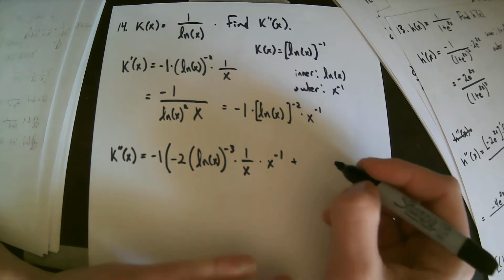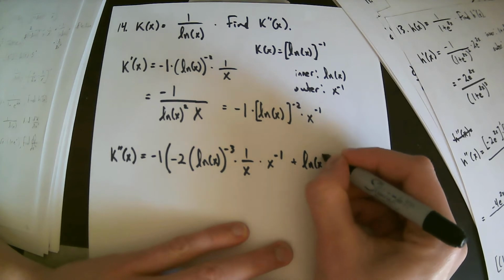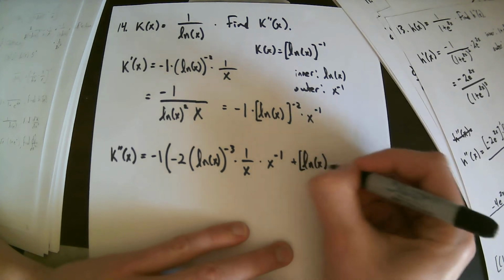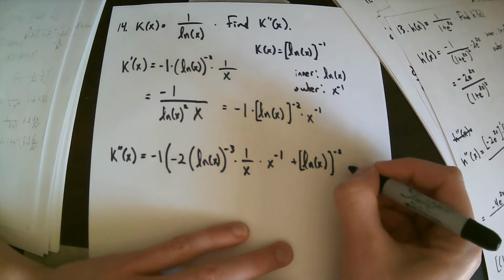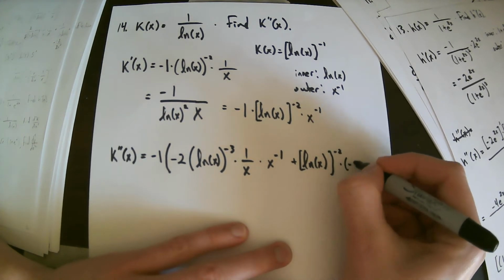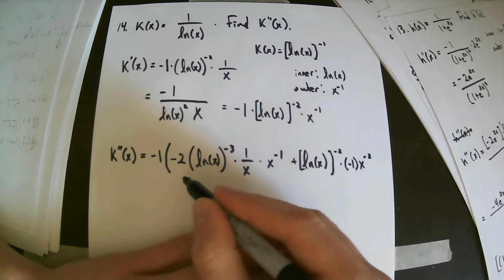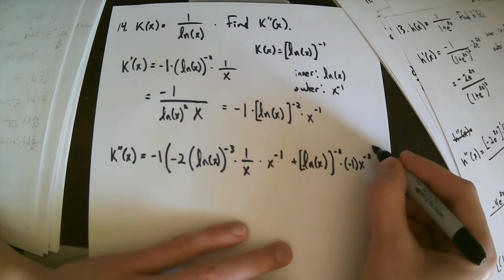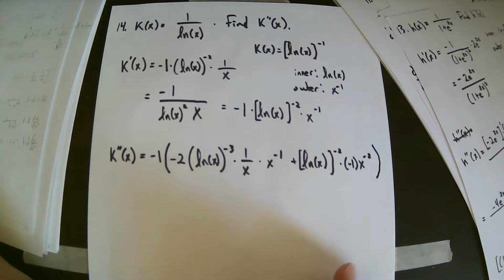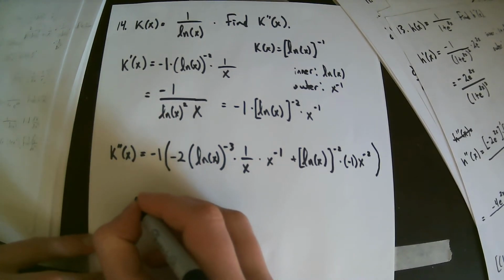Then plus, now I hold this function fixed, so ln of x to the negative 2 times the derivative of x to the negative 1 is going to be negative 1 times x to the negative 2. Now let's see, I've closed all of those, so now, there we go. Okay, and we can clean this up a little bit.